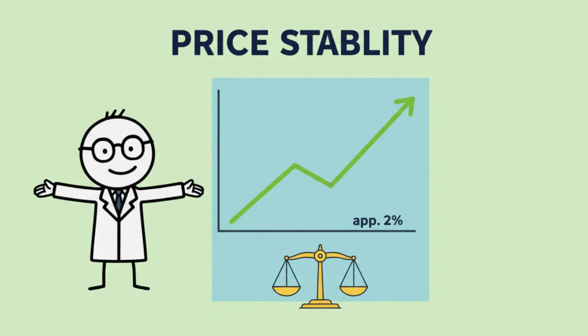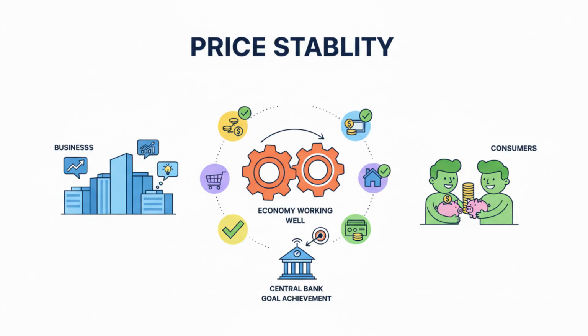Price stability. When inflation is low and predictable, typically around that 2% target. Prices aren't frozen. They rise slowly and steadily. Businesses can plan. Consumers can save. The economy functions smoothly. It's the goal of central banks.